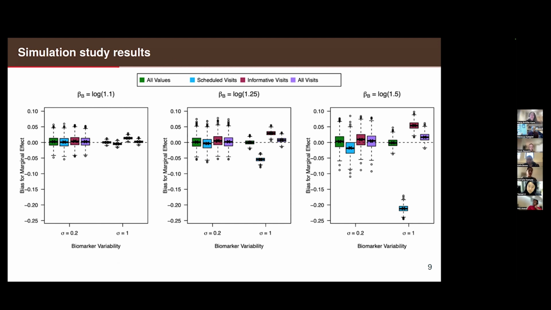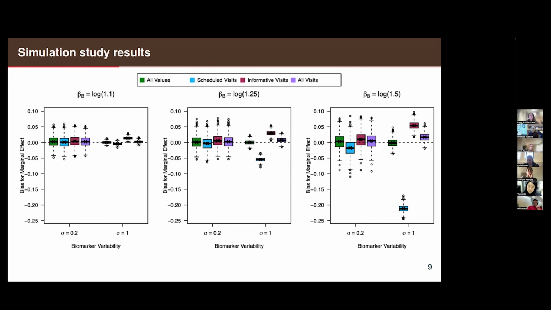On the right of each plot, I have the more volatile trajectory results. And here we see, first of all, the magnitude of bias is proportional to the strength of the effect itself. So if we have a null effect, if there's truly no relationship, if beta B had just been log of 1 or 0, then it doesn't really make a difference because all of our results are going to be pretty close to 0. As the magnitude of the effect gets larger, the bias is magnified across the different methods.